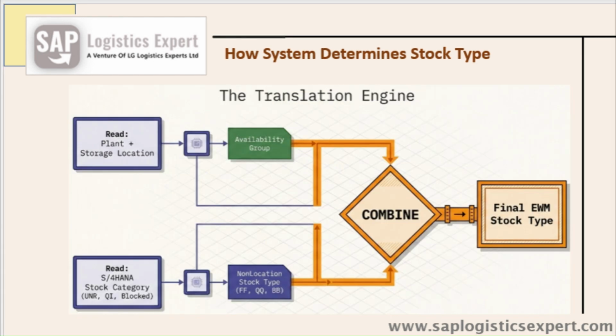When an inbound delivery is created, EWM follows a strict logic. Number 1. Read plant plus storage location. Number 2. Read availability group. Number 3. Read S/4HANA stock category, UNR, QI, or blocked. Number 4. Convert to non-location stock type, FF, QQ, or BB. Number 5. Combine both to determine final EWM stock type.